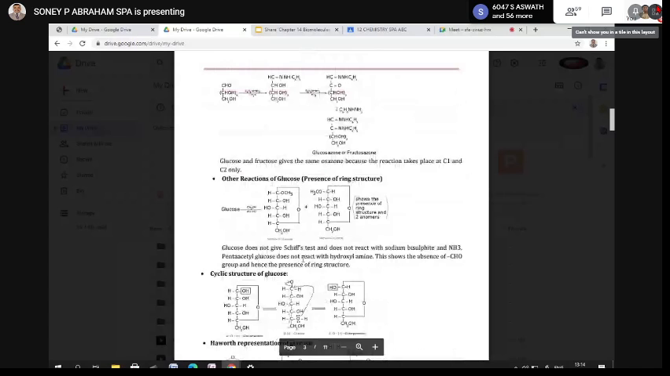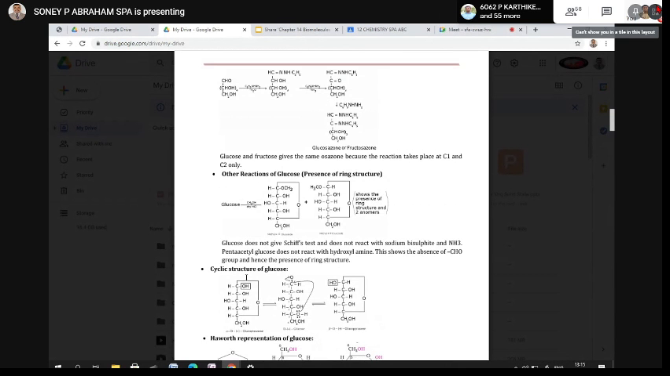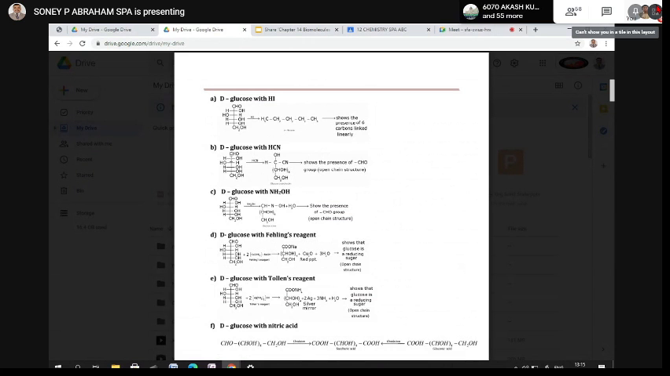so I am taking the structure of glucose. This is a structure of glucose. Now, if you are talking about the open chain structure of glucose, here, this open chain structure, first carbon, second carbon, third carbon, fourth carbon, fifth carbon, 6 carbons are there.